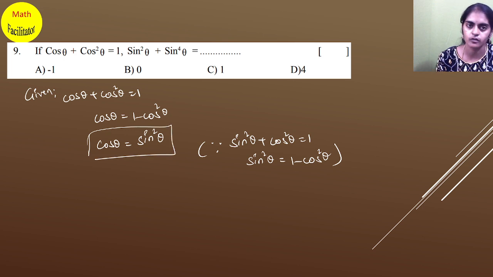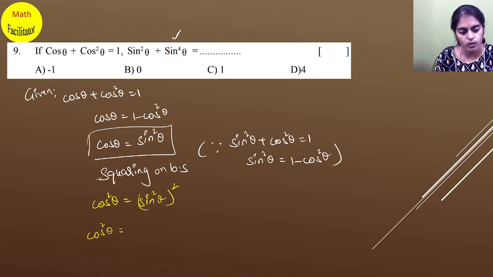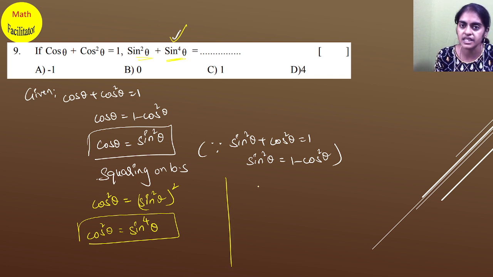Okay. So now, one more very important thing. You got cos theta value. Okay. You got cos theta is sin square theta. But you want sin power 4 theta value also. So let me square it on both the sides. Okay. So squaring on both the sides. Why are we squaring? Because you want sin power 4 theta value. So if you are squaring, you get cos square theta equal to sin square theta whole square. So cos square theta equal to sin square theta whole square is nothing but sin power 4 theta. So now I got sin power 4 theta value and I have sin square theta. So let me substitute it here now.